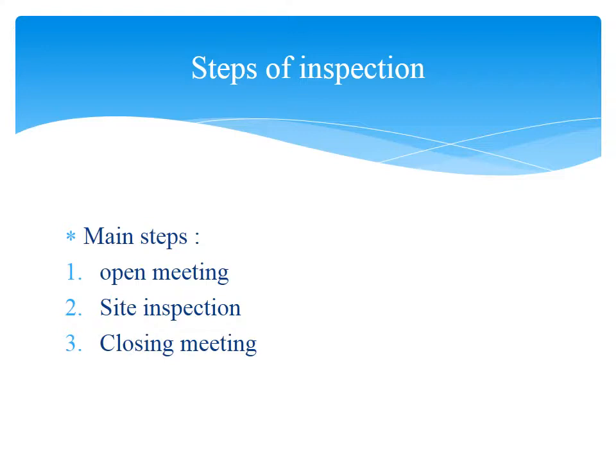Steps of inspection. First, the open meeting. In the open meeting, inspectors shall meet the management and key personnel from the manufacturer to discuss the arrangements for inspection. The lead inspector will typically explain the purpose and scope of inspection, the inspection plan and schedule. A representative of the manufacturer is required to brief the inspection team on any significant changes since the last inspection.